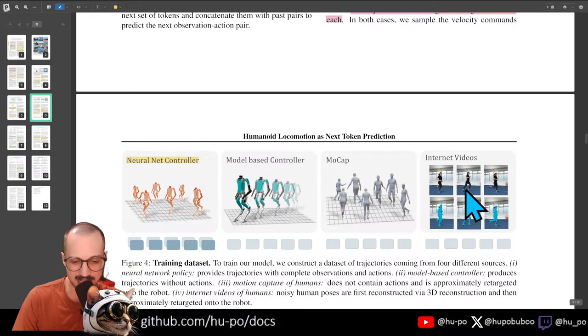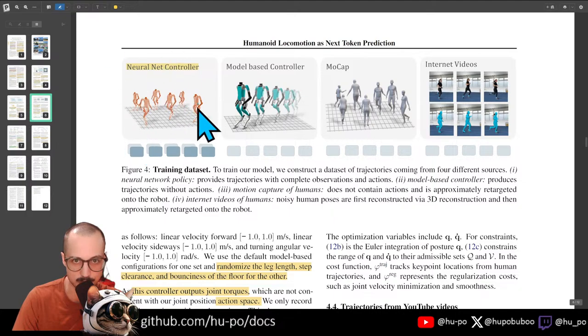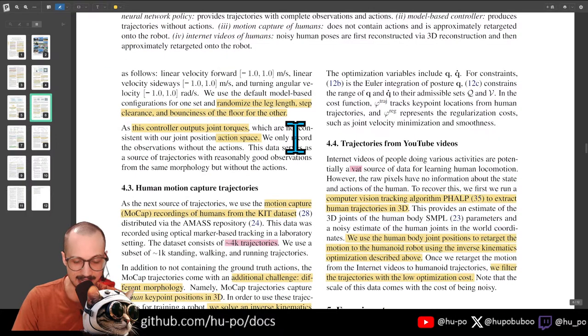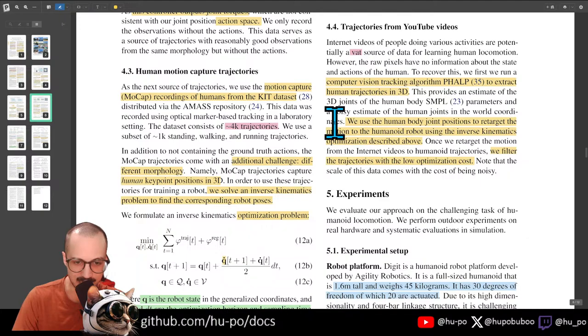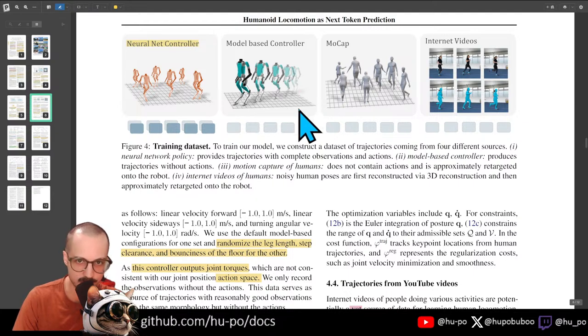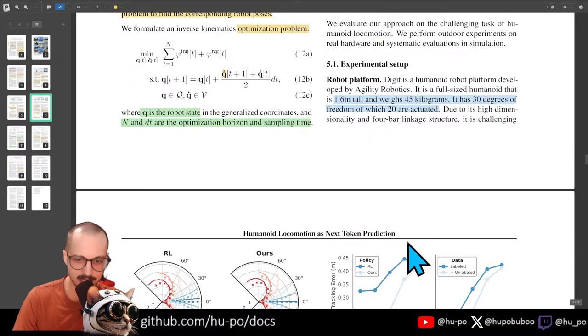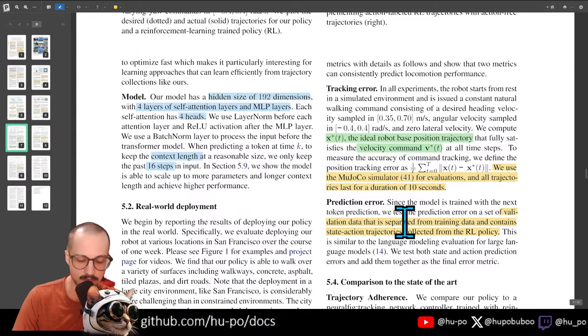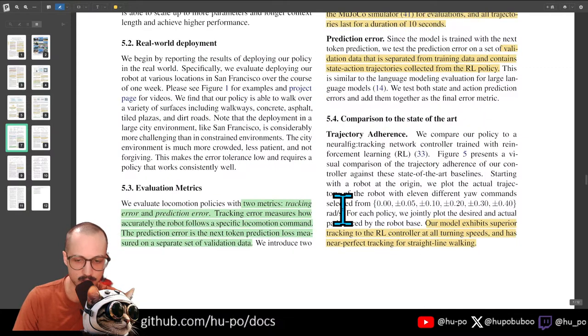So the majority of their data set doesn't even have actions. It's only observations. The only actions they have are coming from this reinforcement learning controller. And they just feed all of that data into this transformer in no specific order. So there's no fancy curriculum stuff going on where they first do a stand up and then they do the walking forward and then they do turning. There's no fancy order of operations here. They just mash all that data through the transformer. And ultimately, they end up with a basically state-of-the-art controller.